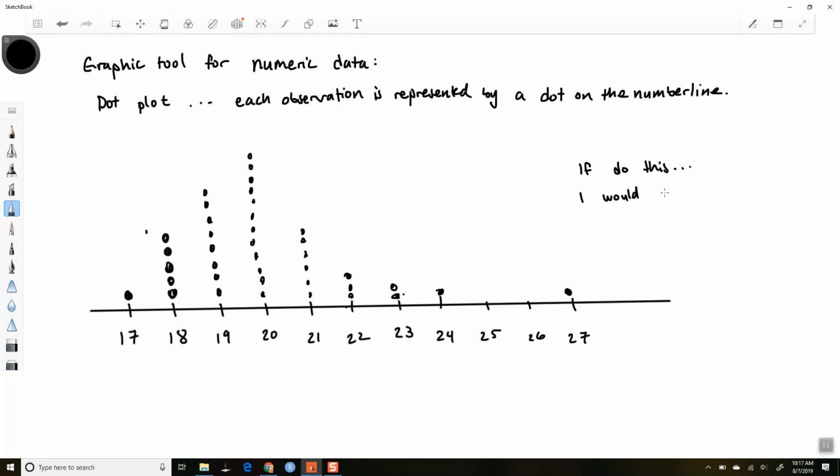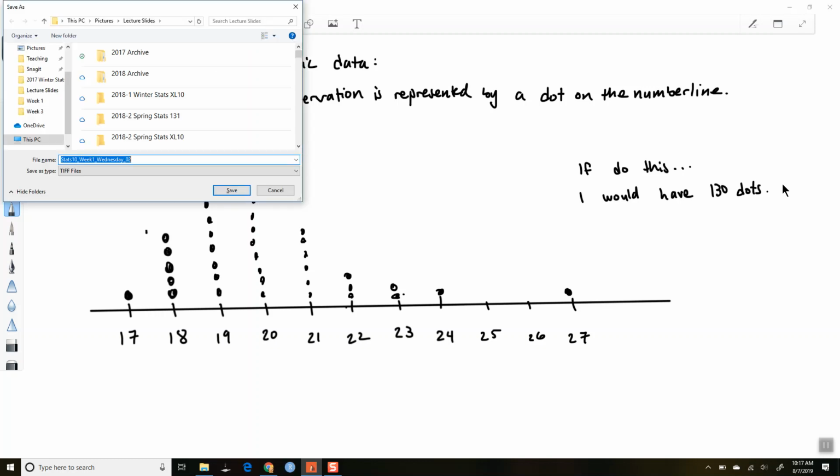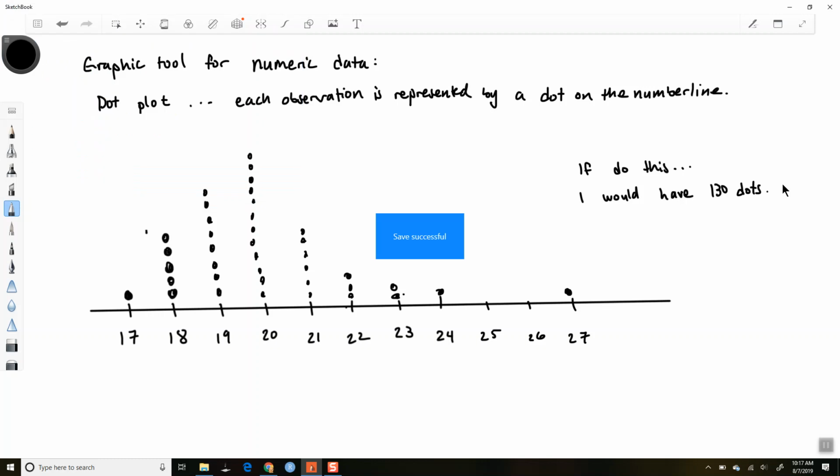Now I'm not going to actually count the data or anything like this, but we would have 130 dots, okay? And so that's the dot plot. Okay, simple enough. Any questions on this? All right.